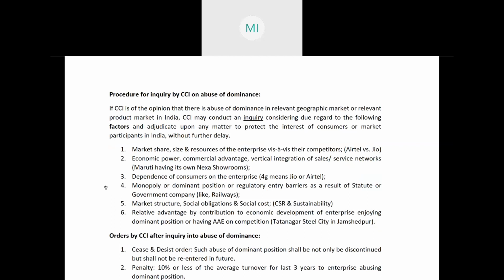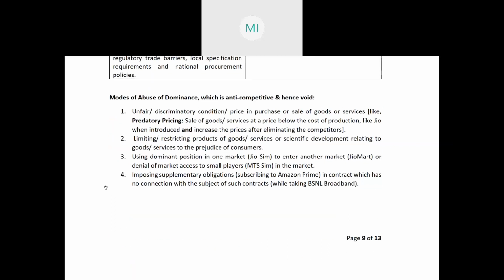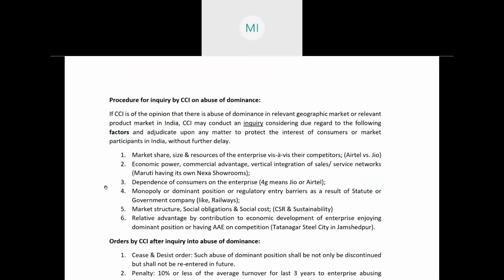So now, when will it be anti-competitive? That is what the CCI will determine. The CCI will inquire whether it is anti-competitive or not on the basis of the following factors. What is the market share vis-a-vis the competitors? Like Airtel, what is the market share? Jio, what is the market share?